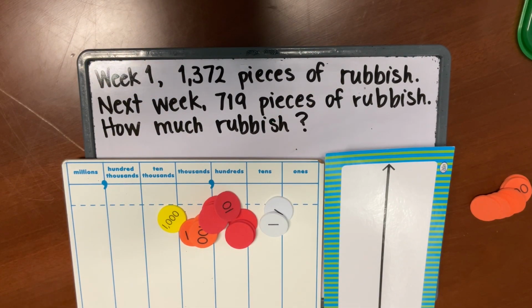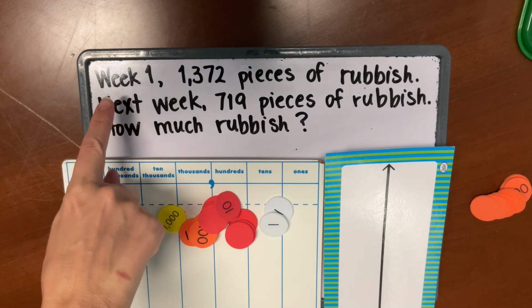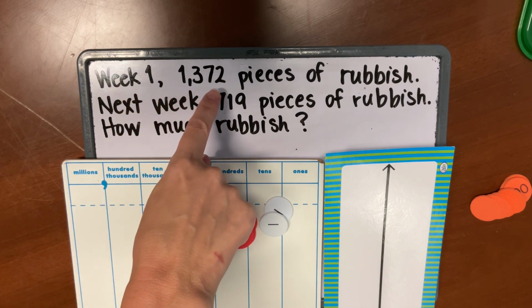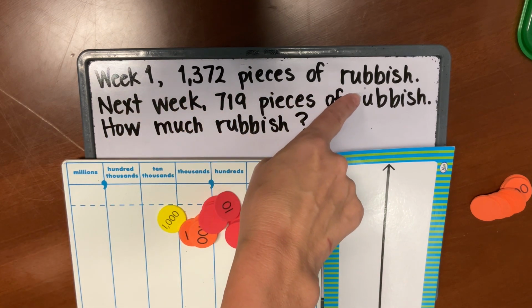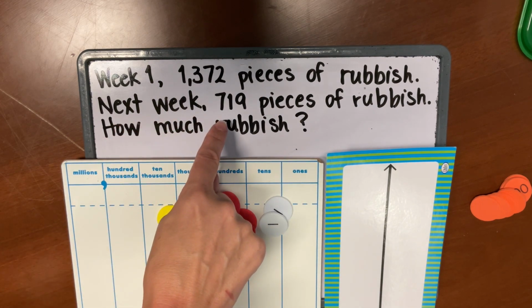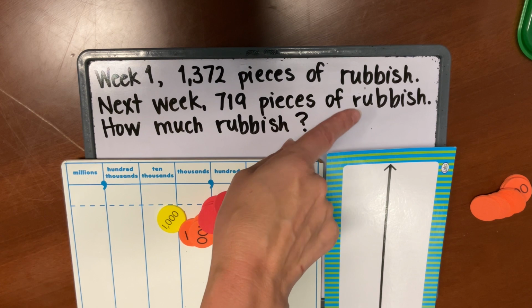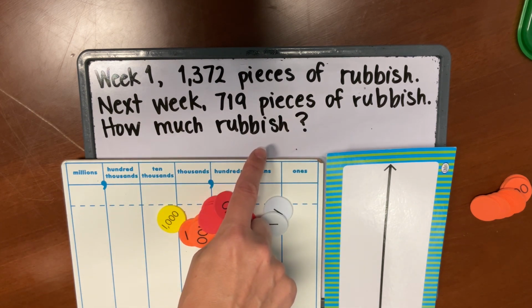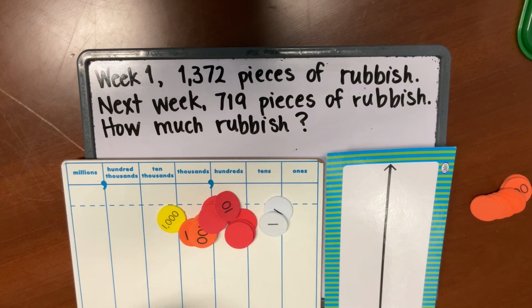We are going to build and draw this problem. Students were collecting pieces of rubbish from the beach. In week 1, they collected 1,372 pieces of rubbish from the beach. The next week, the students collected 719 pieces of rubbish from the beach. How much rubbish did the students collect in these 2 weeks?